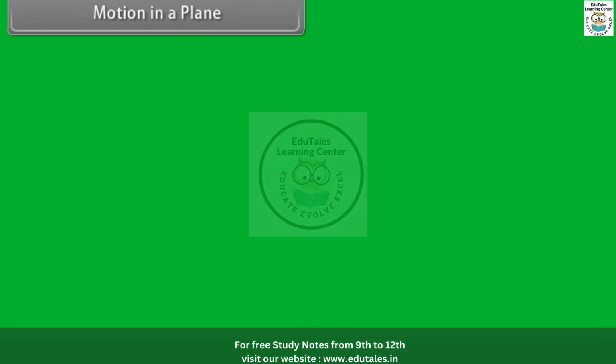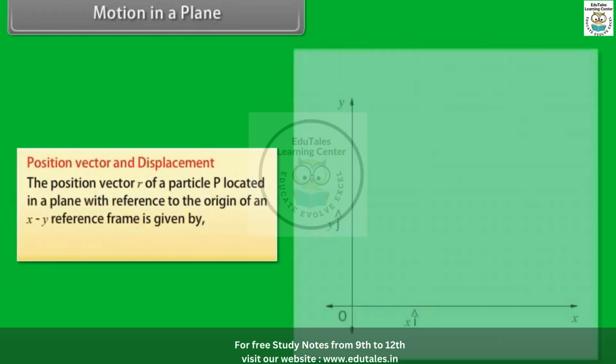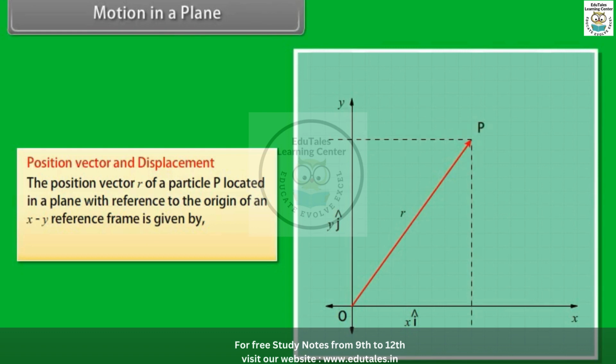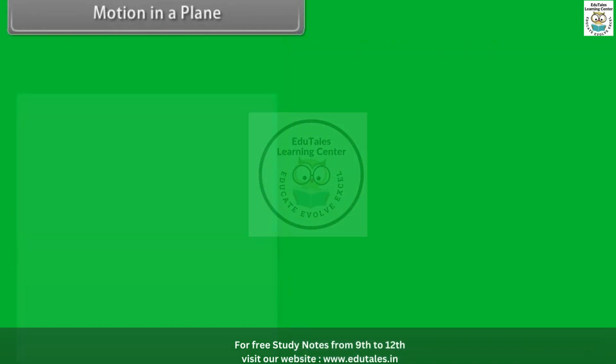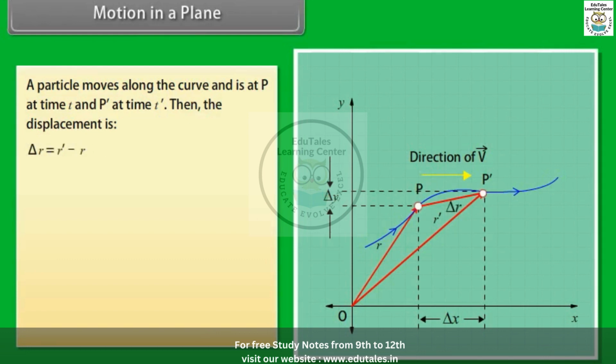Motion in a plane. Let's see motion in two dimensions using vectors, position vector and displacement. The position vector r of a particle P located in a plane with reference to the origin of an XY reference frame is given by r is equal to xî plus yĵ. A particle moves along the curve and is at P at time t and P dash at time t dash. Then the displacement is delta r is equal to r dash minus r. By putting values, we get delta r is equal to î delta x plus ĵ delta y.